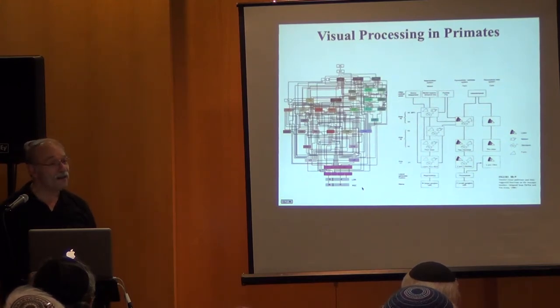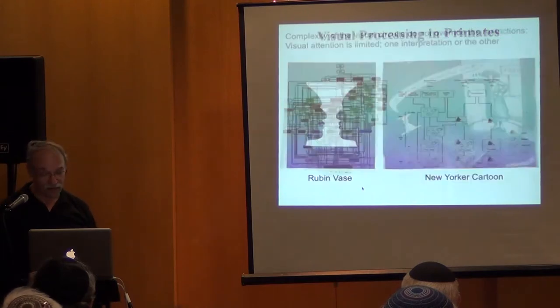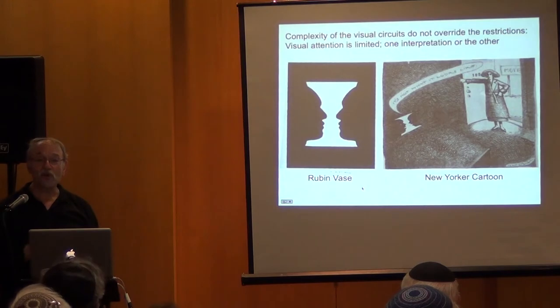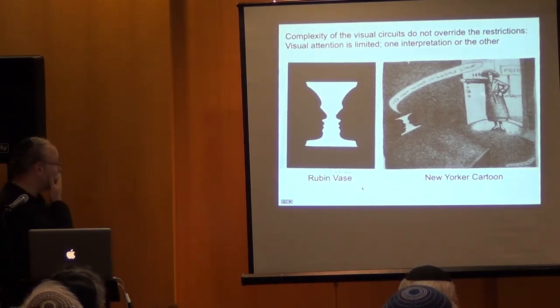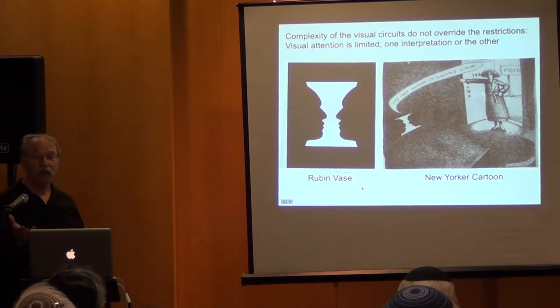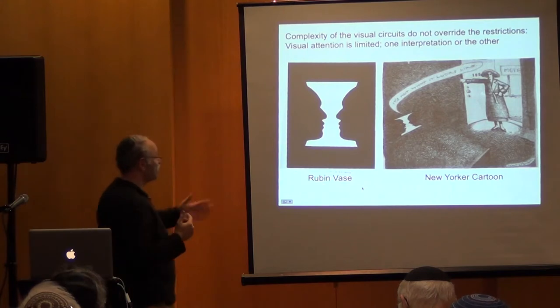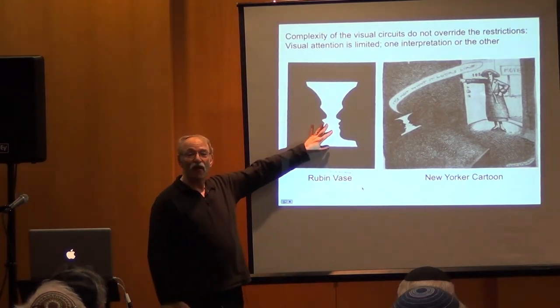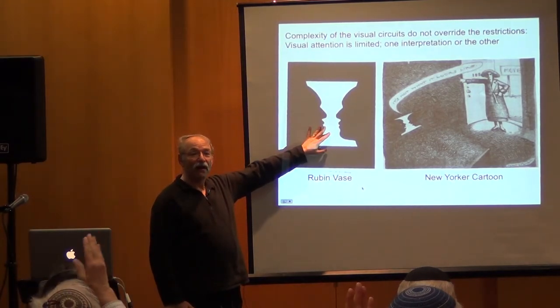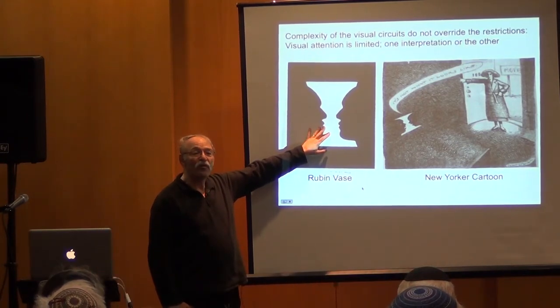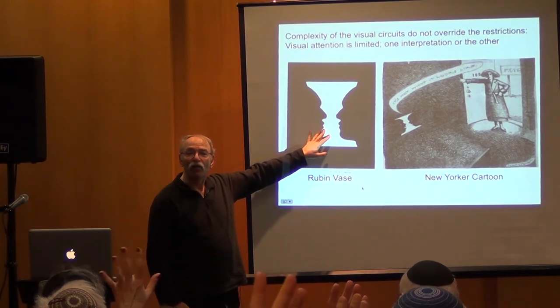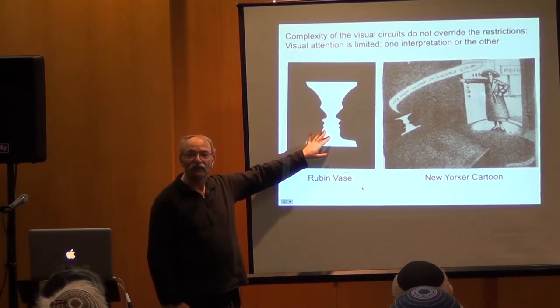So how good, really, is the visual information that we receive? I'm going to show you now a series of illusions and point out a couple of interesting features. How many of you see a vase here? How many of you see two faces looking at each other? How many of you see both of them simultaneously? Or do you see one and then the other?